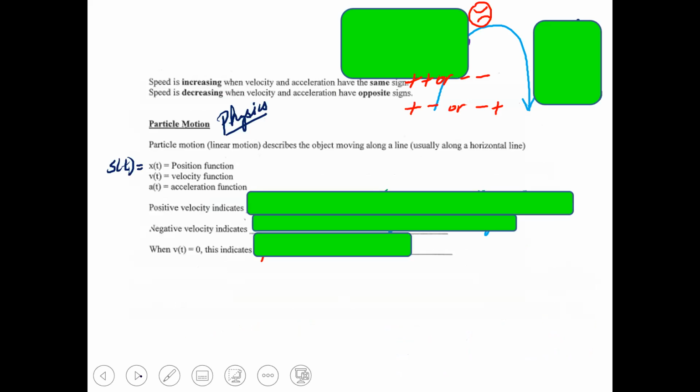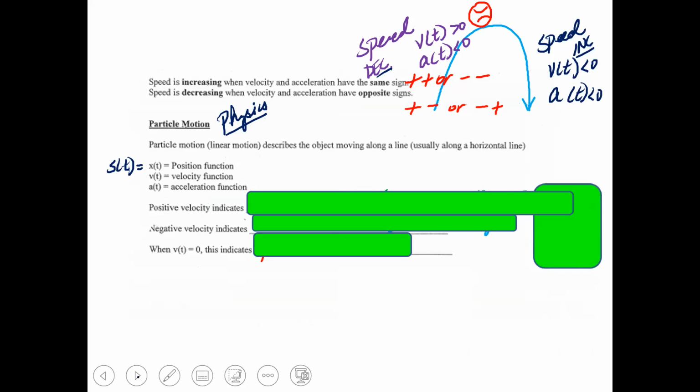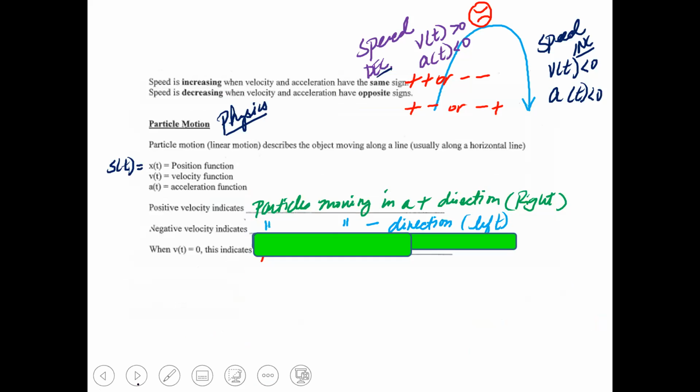All right, next part: speed is increasing when the velocity and acceleration have the same sign, so plus, plus, or minus, minus. Speed is decreasing when velocity and acceleration have opposite signs, so plus, minus, or minus, plus. A positive velocity indicates that the particle is moving in a positive, right direction. A negative velocity means that it's moving in a negative direction, or to the left.